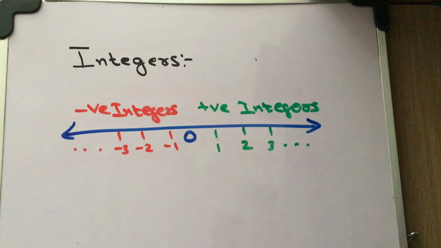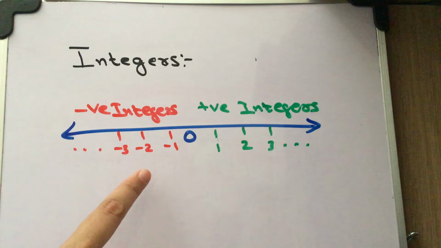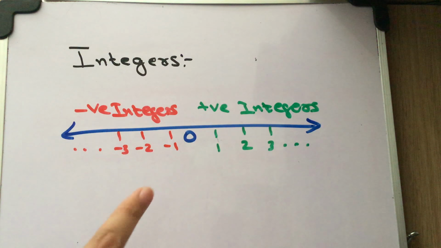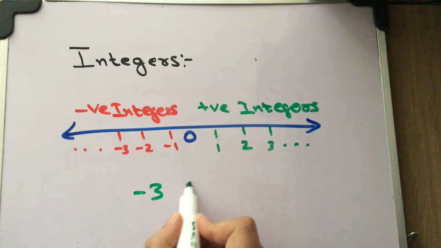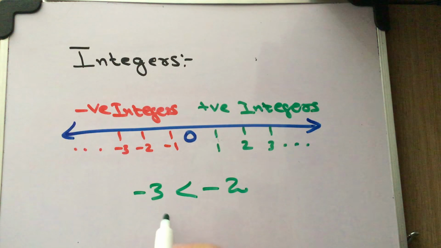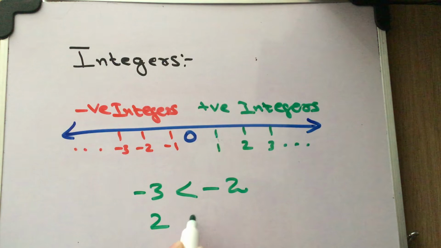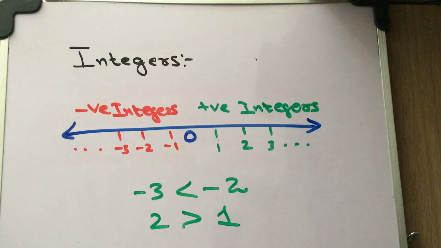The position of an integer on the number line defines the value of the integer. An integer on the number line is always greater than any integer on its left and smaller than any integer on its right. For example, -3 is less than -2 and 2 is greater than 1.